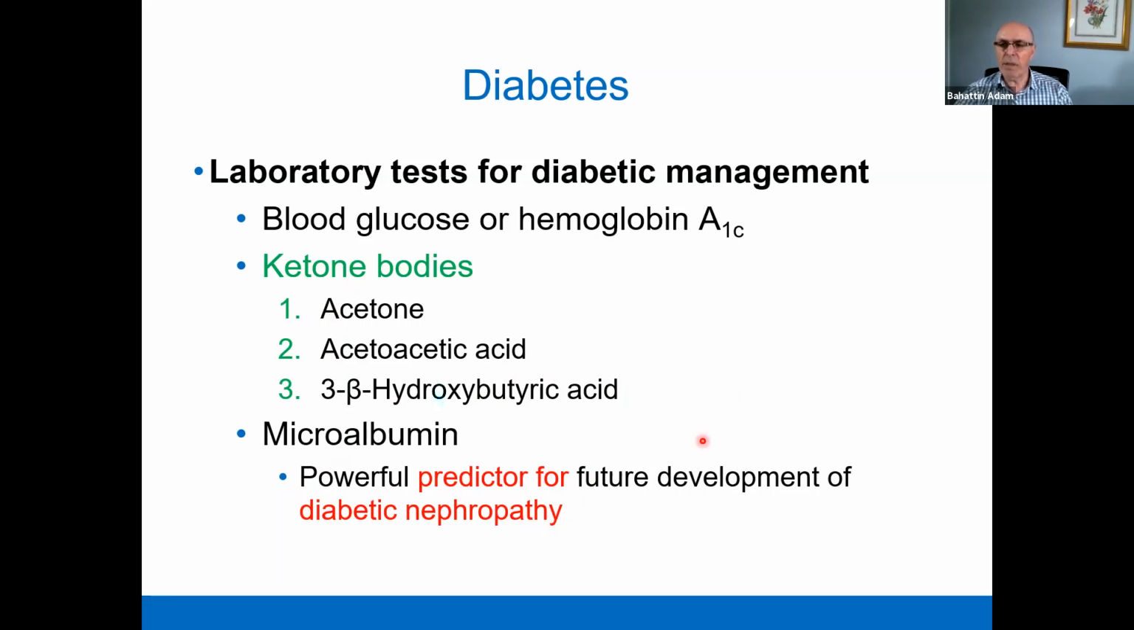Okay, microalbumin is another test that we use to monitor diabetes patients. It is a powerful predictor for future development of diabetic nephropathy. You can diagnose nephropathy earlier, before big damage of the kidneys. Therefore, we are using microalbumin as a predictor of diabetic nephropathy.